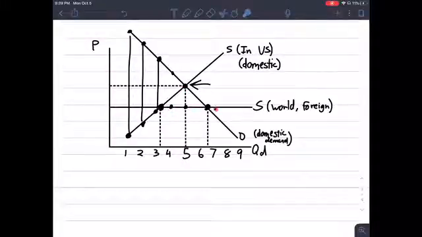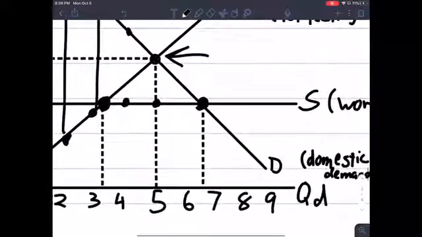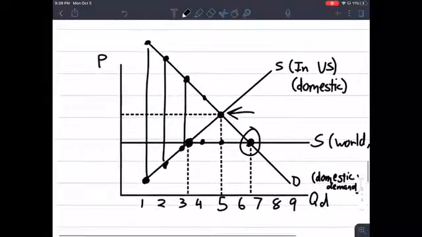But if they can get it for a lower price, they would love to have that. The new equilibrium point would be right here. I will draw the producer and consumer surplus.